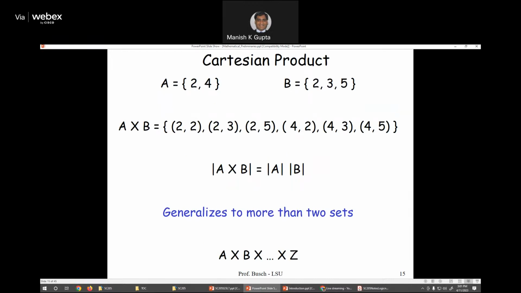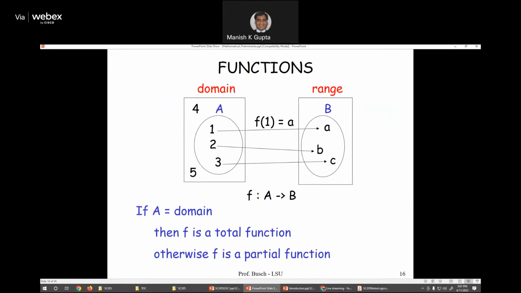Cartesian product is fine. This you know already, right? Functions. In Hindi, they call it falan, right? So functions: if for every element in a domain, there is a rule which associates to every element in set A a unique image in set B, then that is known as a function. So can you give an example of a rule which is not a function?